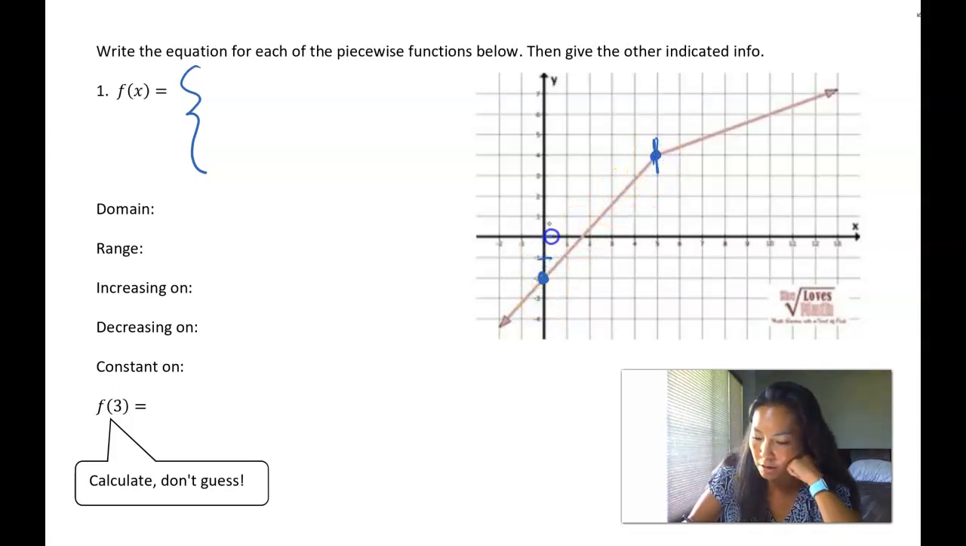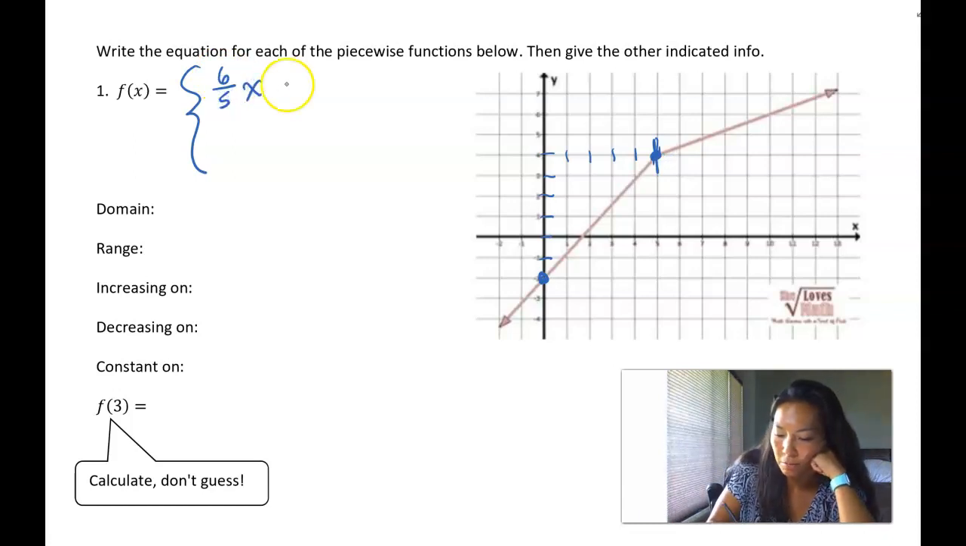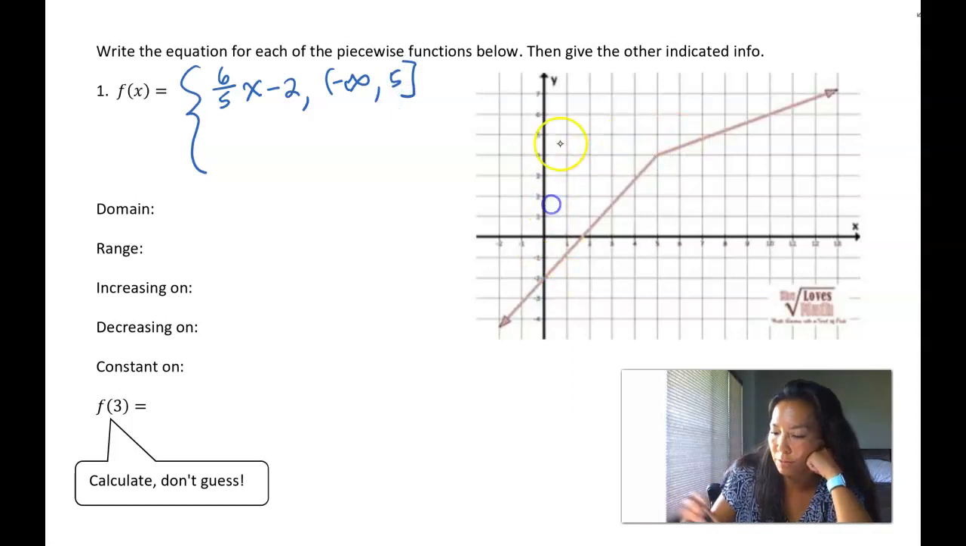So I'm going to count the rise: 4, 5, 6. 1, 2, 3, 4, 5. And the run. So 6/5 x, and it's -2. And it's going from -infinity to 5. Now, I can include 5 there because you can include 5 in either piece. It doesn't matter. Okay?